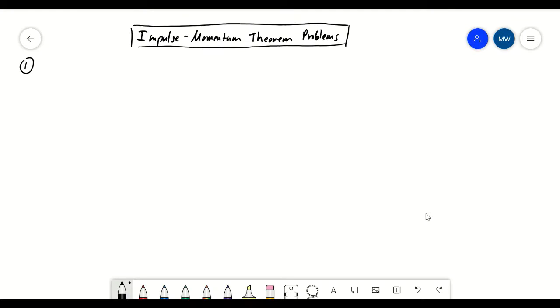Okay, let's do a problem using the Impulse-Momentum Theorem. Sometimes this is also called the Impulse-Momentum relationship. It's the same thing. So the first problem, we have a boulder and it's rolling down a hill and then it crashes into a tree.